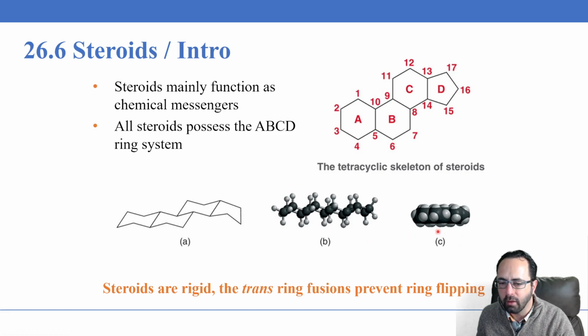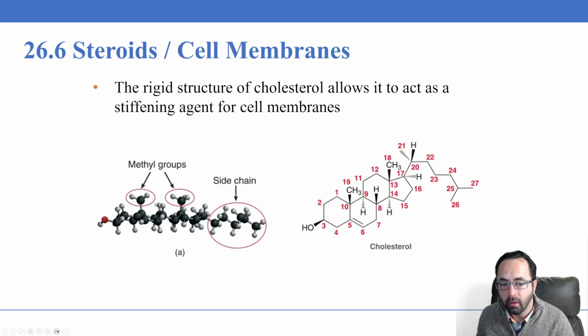So we end up with a very flat structure because the steroids are rigid and they have this trans type of connection here. Remember, there is a cis kind of connection where the ring points downward in this direction. But the trans conformation here prevents ring flipping and gives the overall steroid a flat structure. And so here's that flat structure.